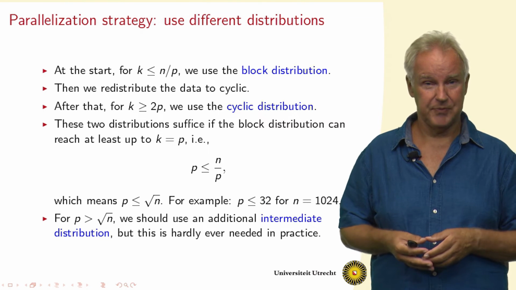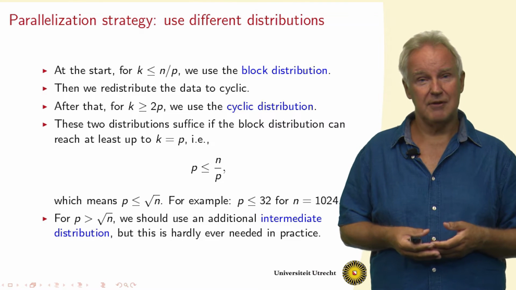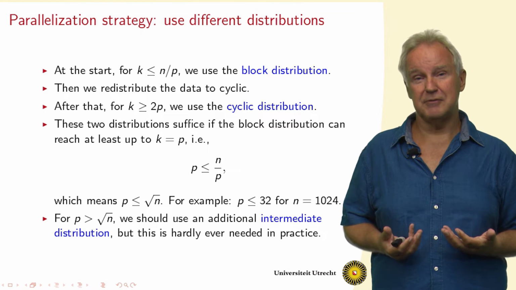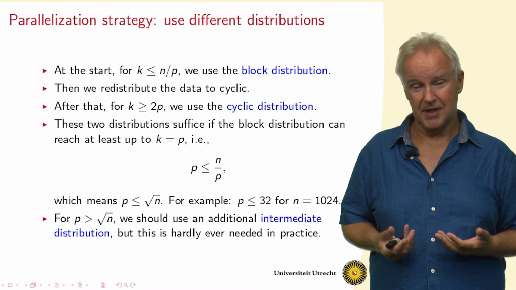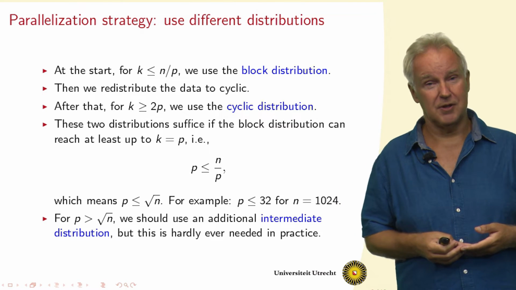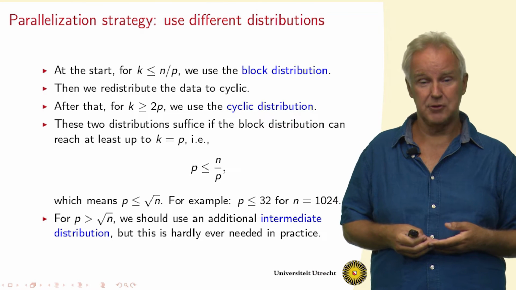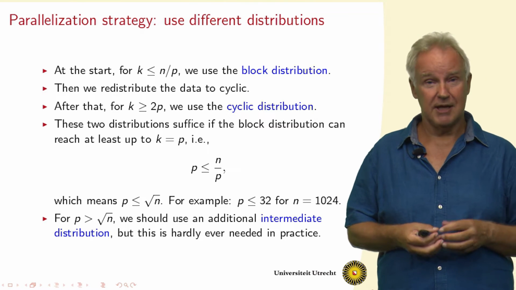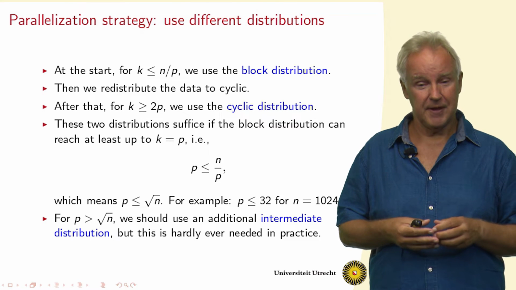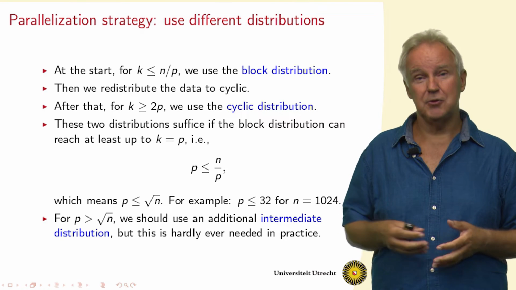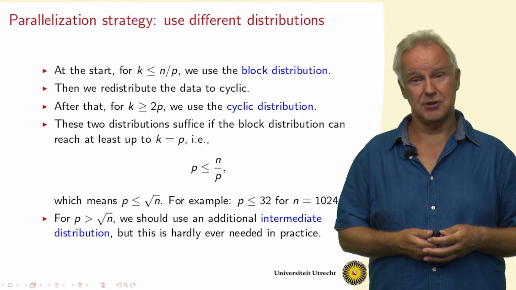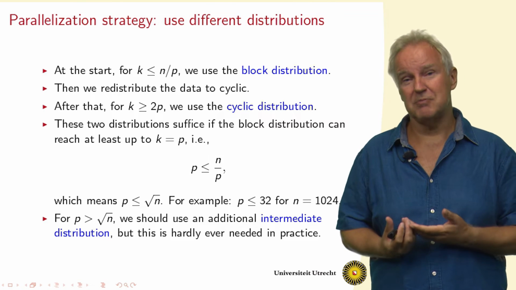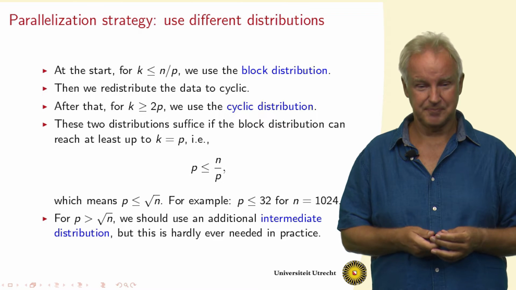Each time it doubles. And that means that we need to have that p is less than or equal to n over p, because we run out of steam after n over p. And this means that we have the condition that p should be less than or equal to the square root of n, which in practice usually will be the case. For example, if p equals 32 or less, then you can do n equals 1024. So usually you have much larger problem sizes than you have numbers of processors.